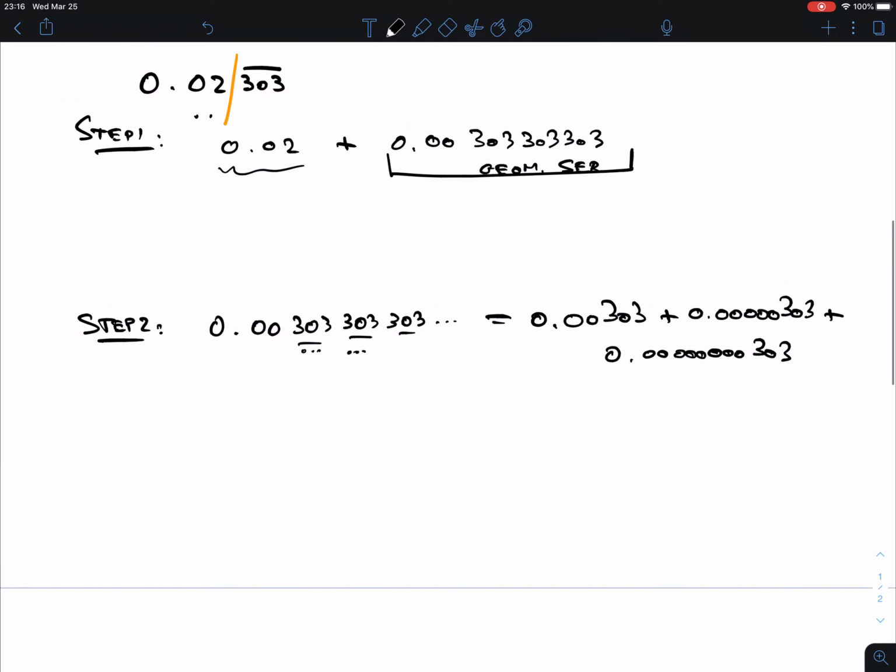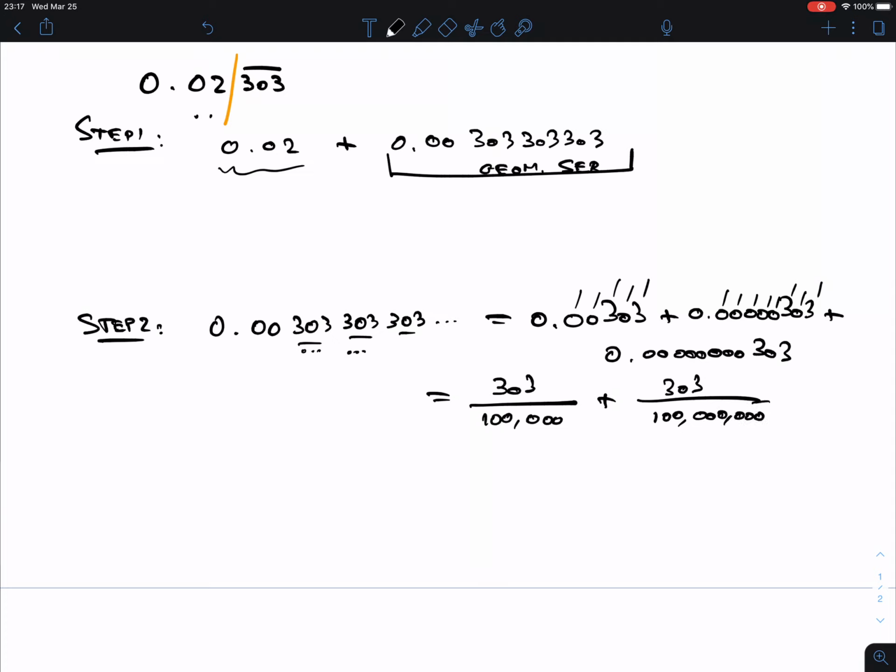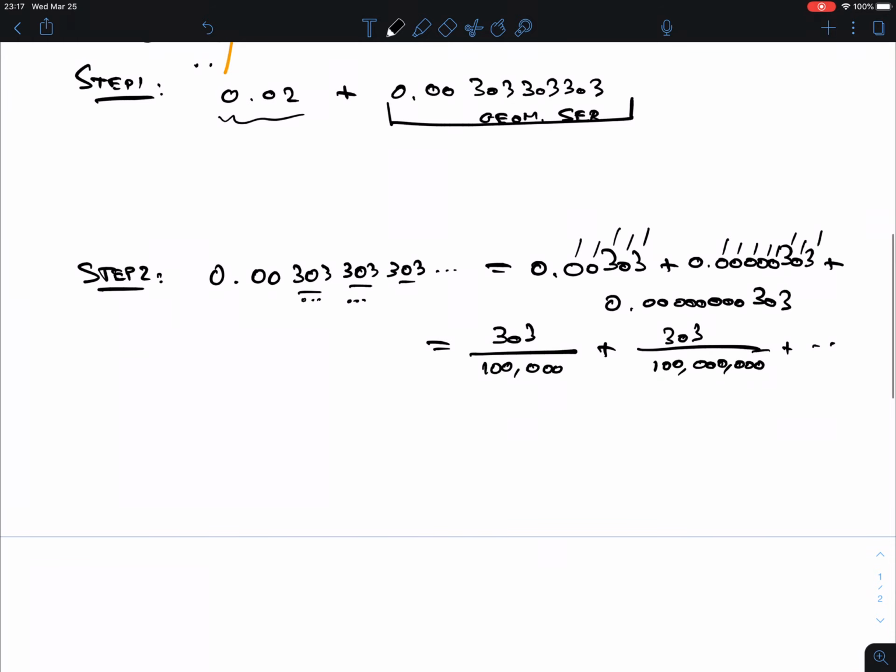Now this is less telling. We should write it as fractions. 303, what do we have? Tens, 100, 1,000, 10,000, 100,000. So we're talking about 303 over 100,000. Plus, what is this? 10, 100, 1,000, 10,000, 100,000, a million, 10 million, 100 million. 303 over 100 million. Don't get scared by these numbers, right? 100 million, that's nothing. And so on.